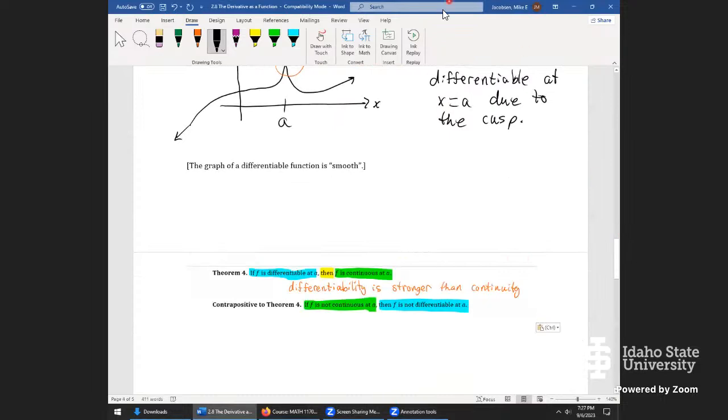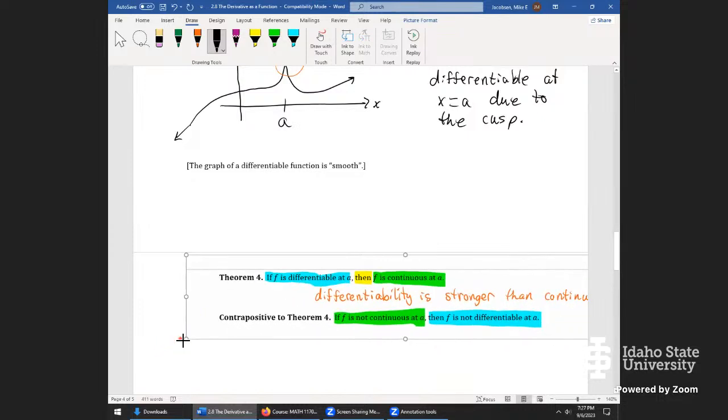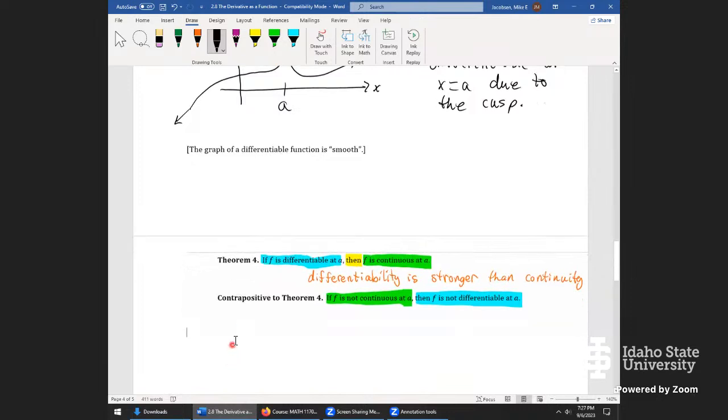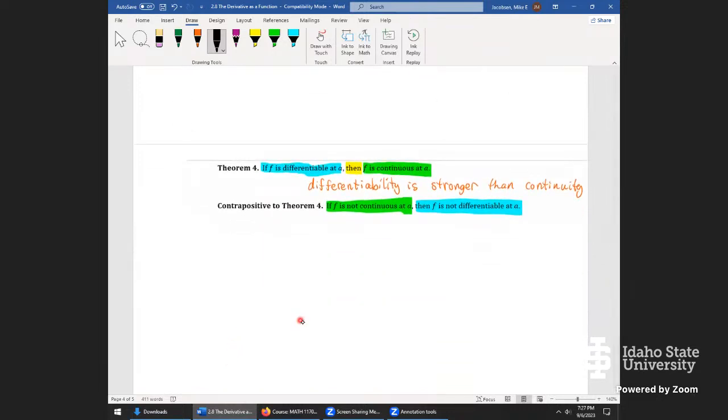Let's do this next example with that theorem in mind. If I can make that a little bit bigger, that would be great. Let me try. There we almost go. How about right there? Does that look readable to folks? Okay.